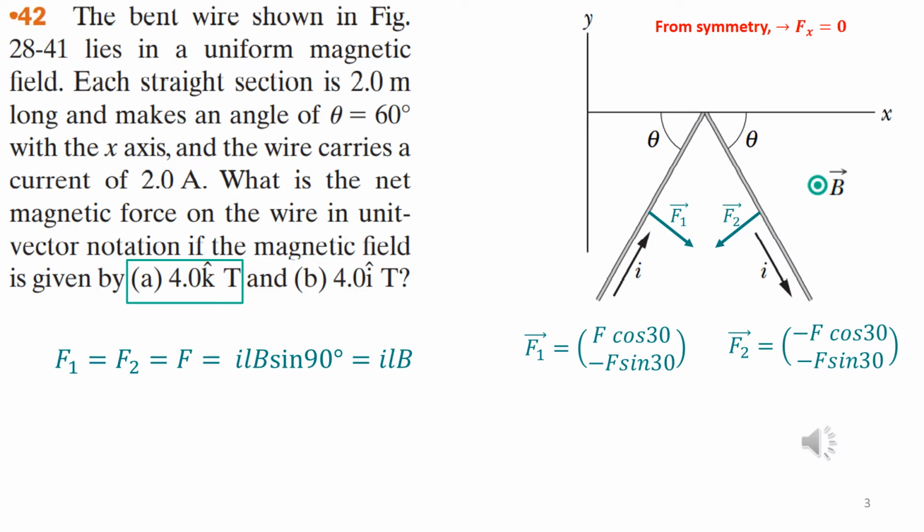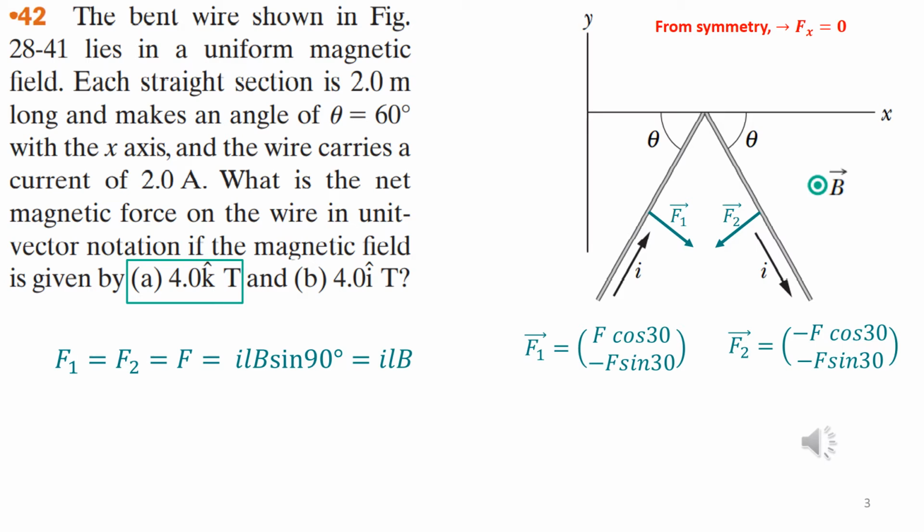Now by chance F1 and F2 magnitudes are the same because they have the same I. Because the formula is ILB sin theta, and theta is the angle between the current I and the magnetic field B. In this problem, the current is the same in the two wires, so same I. They have the same length, so same L. They are in the same external magnetic field, so they have the same B. And the angle between the current and B is 90 degrees.